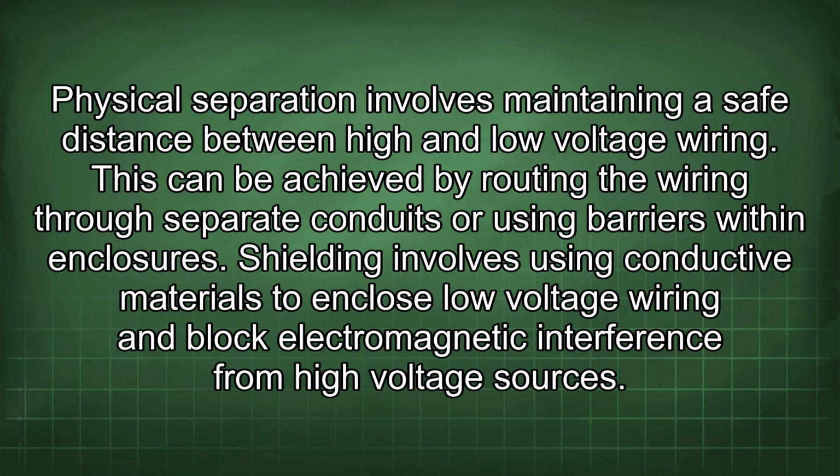Physical separation involves maintaining a safe distance between high and low-voltage wiring. This can be achieved by routing the wiring through separate conduits or using barriers within enclosures. Shielding involves using conductive materials to enclose low-voltage wiring and block electromagnetic interference from high-voltage sources.